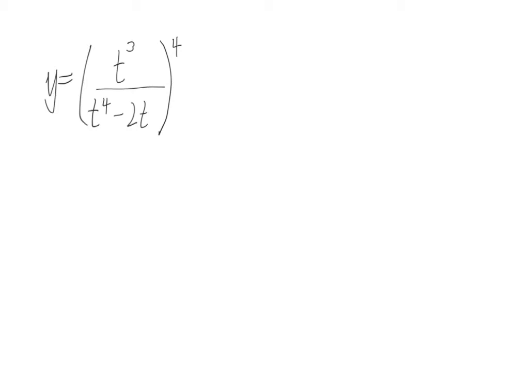On this one, we're dealing with a chain rule because we have an inside function and an outside function, a function within a function. The inside, I always like to determine what that is first. It's the t cubed divided by t to the fourth minus 2t. The outside is something raised to the fourth power. Okay, well, chain rule, I mean, take the derivative of the outside, multiply by the derivative of the inside.